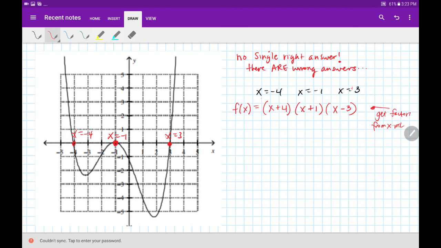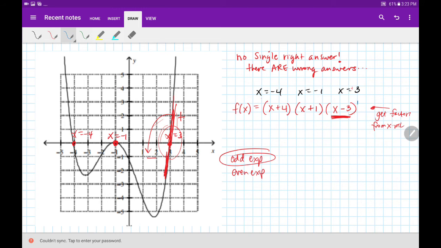Our next step is to now observe the behavior at each value. So notice that at x equals 3, we're actually crossing the axis. We're going from positive to negative. We're going from being above the axis to being below the axis. So if we had a sign flip like that, does that mean we had an odd exponent or an even exponent? We're crossing, so we're flipping from positive to negative. That's how odd exponents behave. So at x equals 3, or at the factor x minus 3, we need to put an odd exponent there.